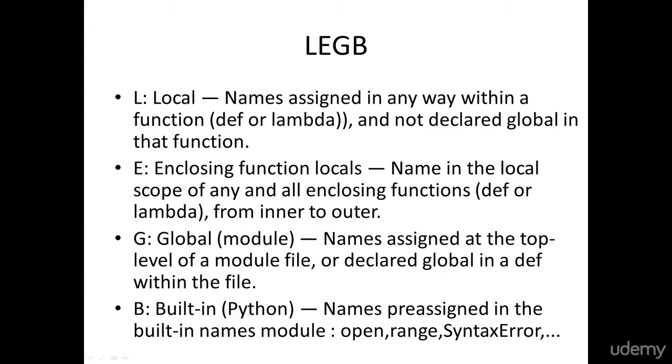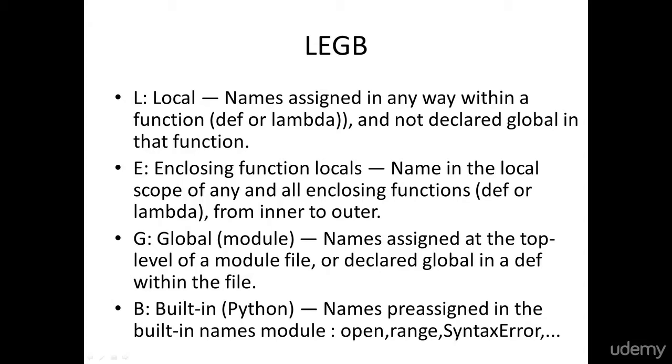Next, if it couldn't find it in local, it looks for enclosing function locals. That is the name in the local scope of any and all enclosing functions, such as def or lambda, from inner to outer. And we'll see an example of that in a further slide. After that, it checks for global. Those are names assigned at the top level of the module file or declared global in a def within a file. And we'll talk about the global statement in just a second. After that, it checks for built-in names in Python. Those are names pre-assigned in the Python language, such as open, range, SyntaxError, etc.